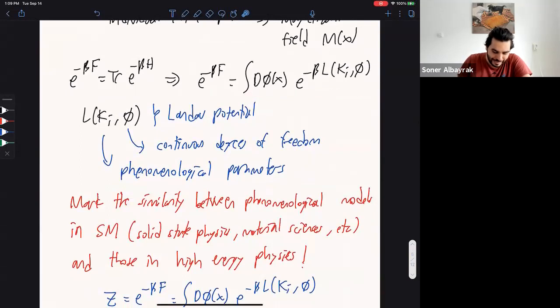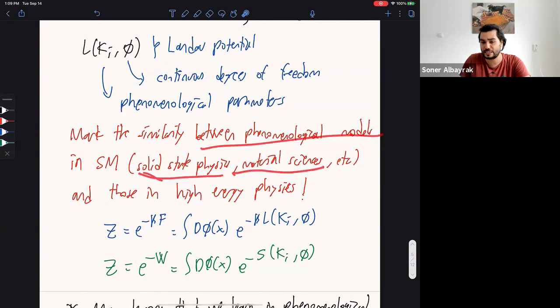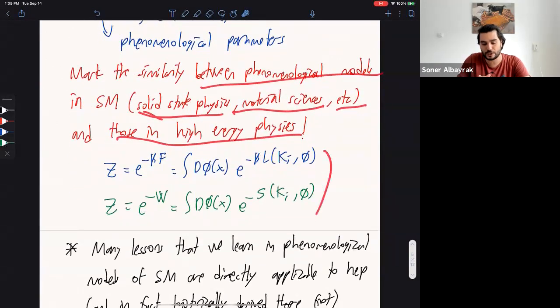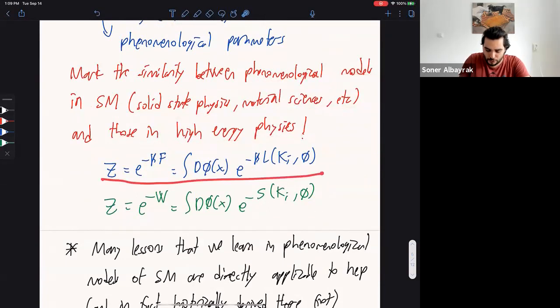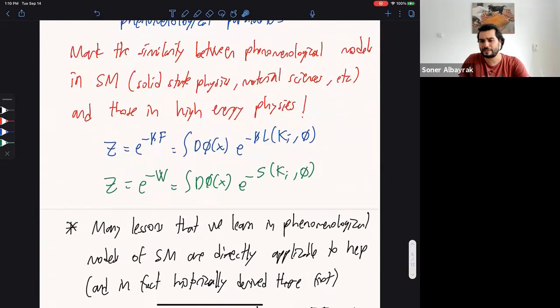We saw that. And there is a huge similarity between the phenomenological models in statistical mechanics, like their usage in solid state physics, material science, etc., and those in high energy physics. Just compare these two equations. The first one, what we just saw, is the phenomenological model in statistical mechanics, right? Z is called the partition function. Again, beta is the inverse temperature, F is the free energy, and it's given by this path integral. If you don't know path integrals, again, it's fine. Just think of it as an ordinary integral.